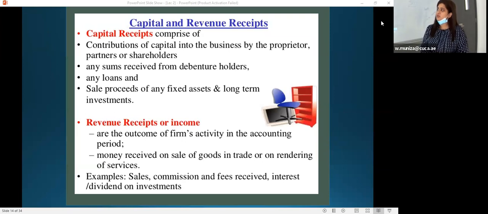Come to the revenue receipts or income. Revenue receipts are the outcome of the firm's activity in the accounting period. Whatever the normal course of the business is, if any kind of income is received out of that, it is a revenue receipt. If, for example, interest is coming regularly from any investment, it is again a revenue receipt because it is regular in nature. Got it? They say money received on sale of goods in trade or on rendering of service. So by giving services or by selling goods in the ordinary course of the business, it is a revenue receipt.